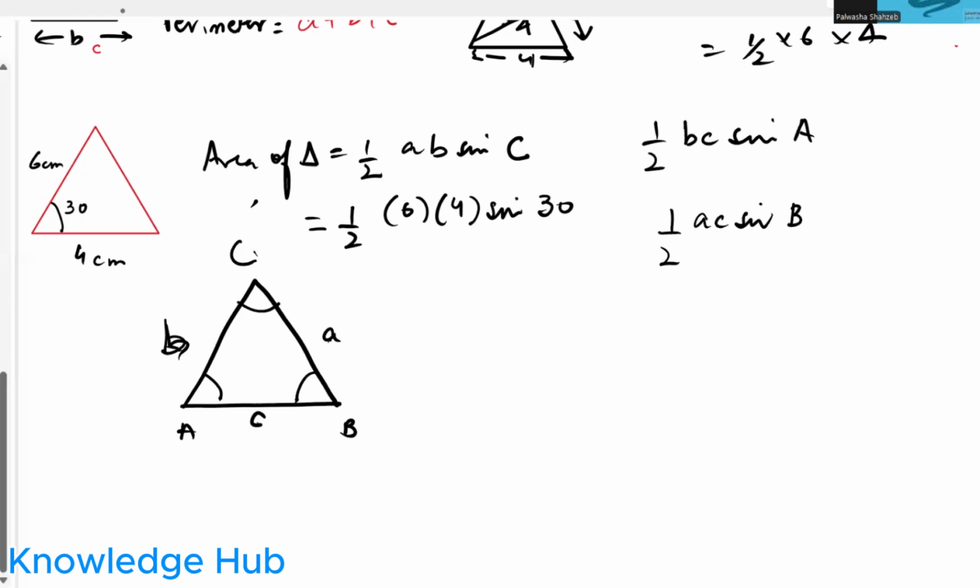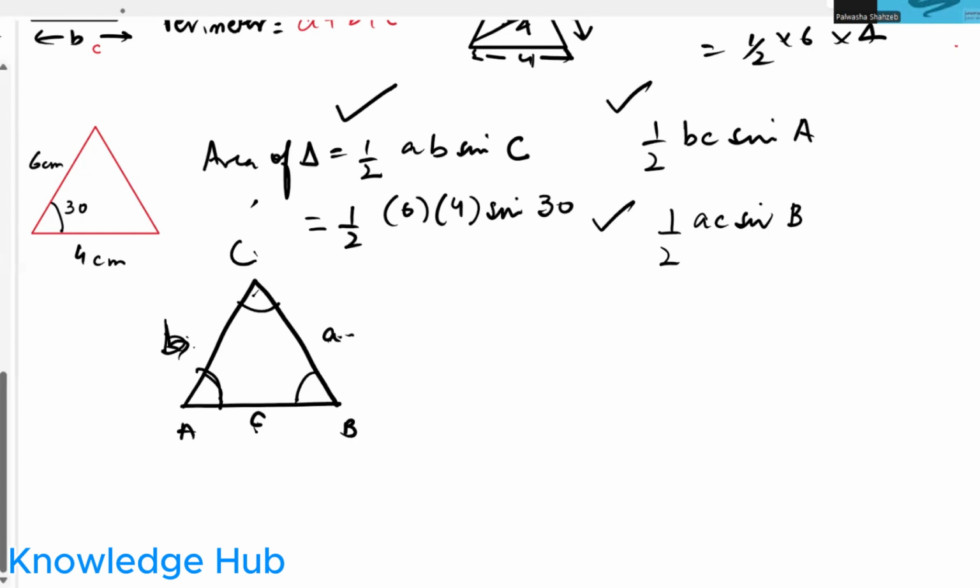Half into A, B, the two sides, and their included angle is C. So we are done with it. Again, half into BC, B and C, and the included angle is A over here. We're done with it. Again, half into AC, and the included angle is angle B over here. All right. So we're done with square, we're done with rectangle, we are done with triangle, triangle area and perimeter both.